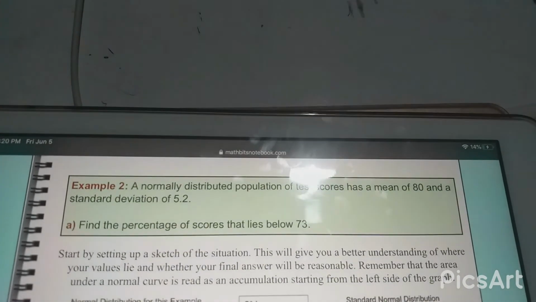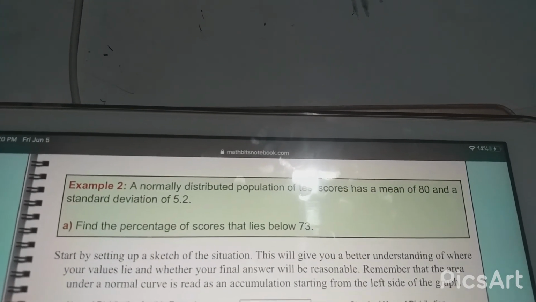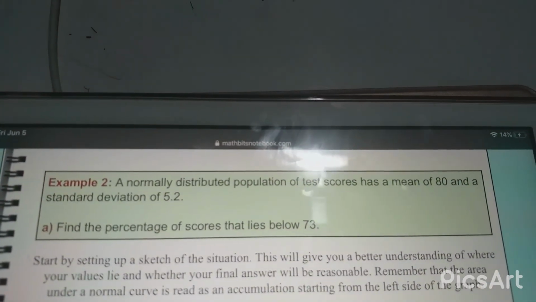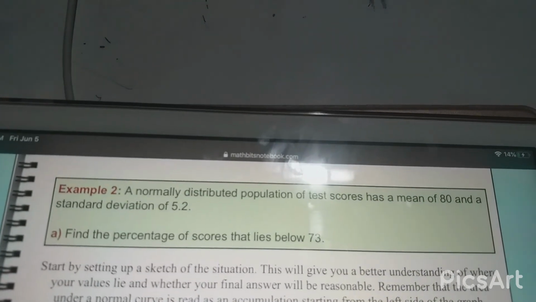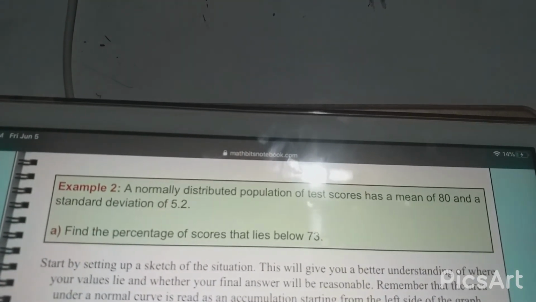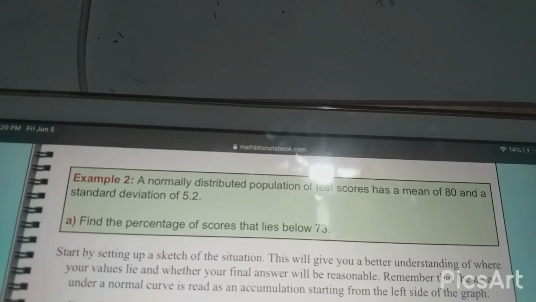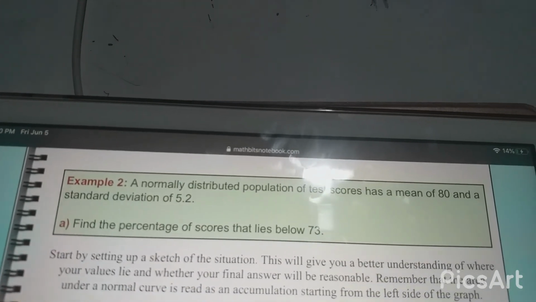Given example number 3, a normally distributed population of test scores has a mean of 80 and a standard deviation of 5.2. Find the percentage of scores that lies below 73.